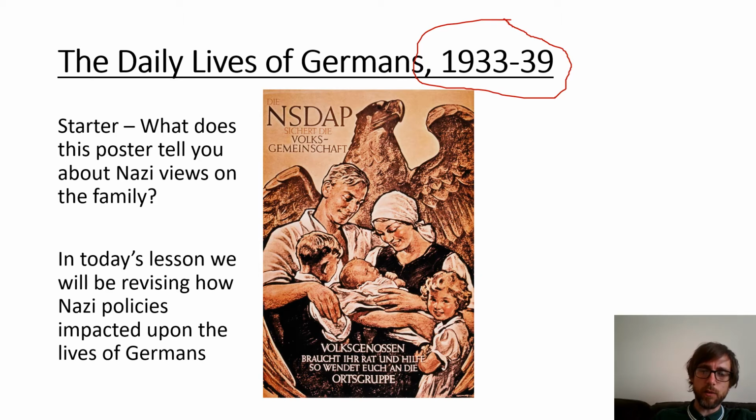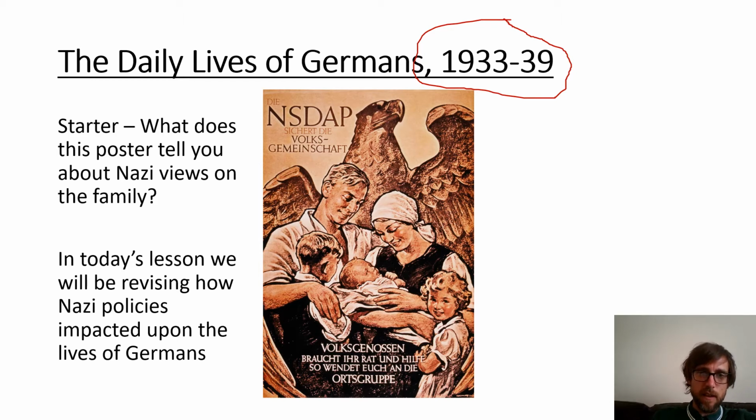Okay, and we'll be looking at 4 different groups. We'll be looking at children, those groups that were persecuted like the Jews, we'll be looking at workers and women. Okay, some of them we won't cover in too much detail because we won't be able to do that all in one lesson. Others we'll look at a bit more, and we'll be looking at exam questions as well.